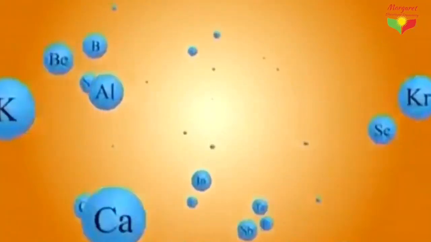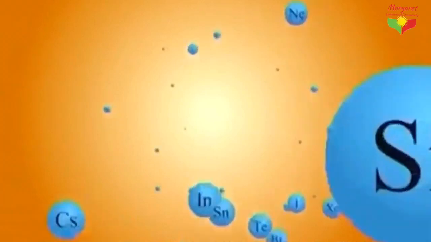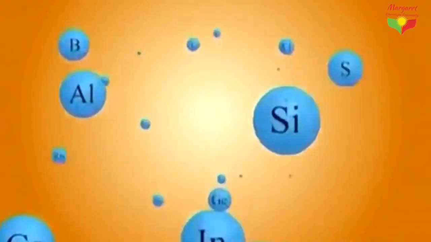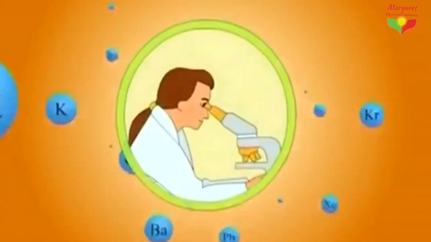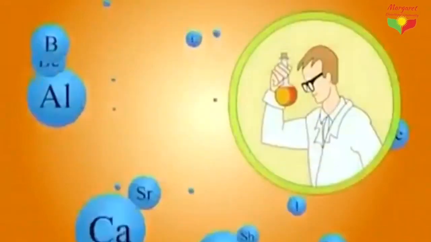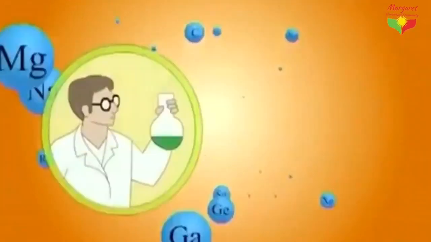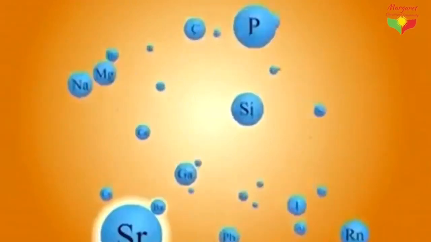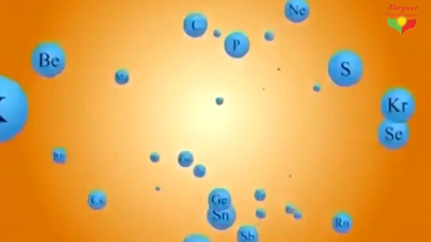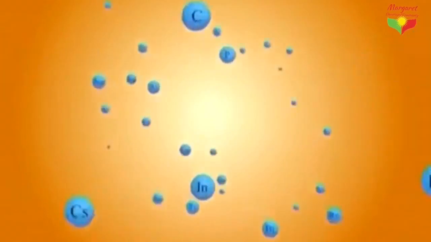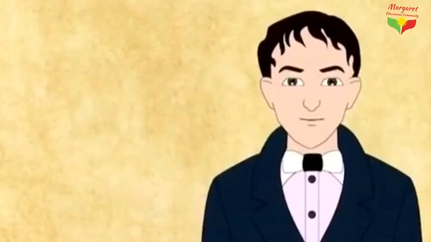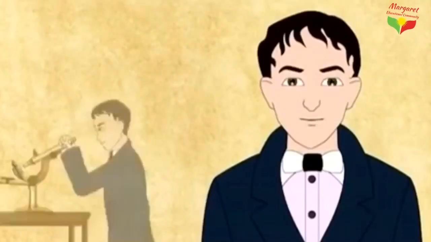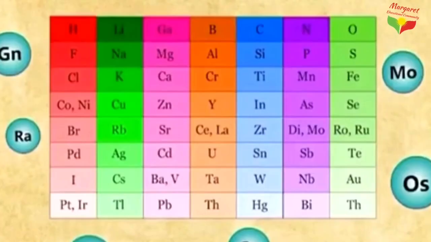When elements were discovered, a proper classification was required for easier and better understanding. Many scientists adopted different ways to classify them. They tried to find some pattern or regularity in the properties of elements. So you will see many scientists trying to figure out how to classify the elements, and they all failed.